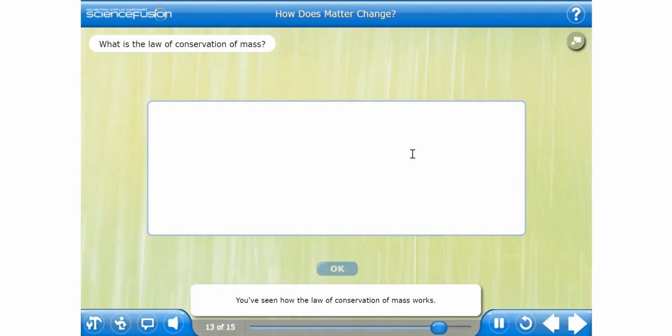You've seen how the law of conservation of mass works. How would you explain this law to someone who's never heard of it? Type your response in the box. Click OK when you're done.